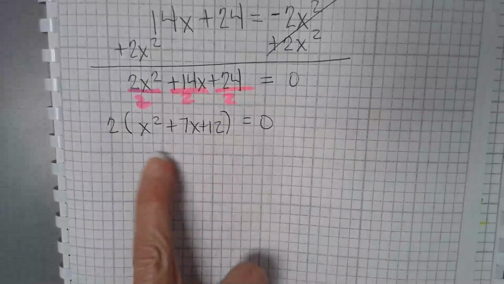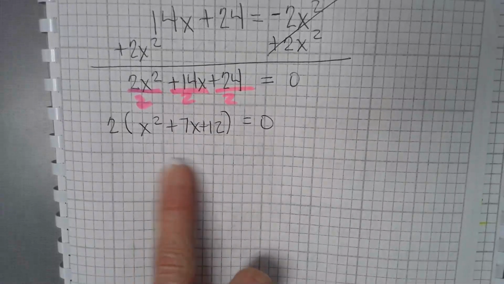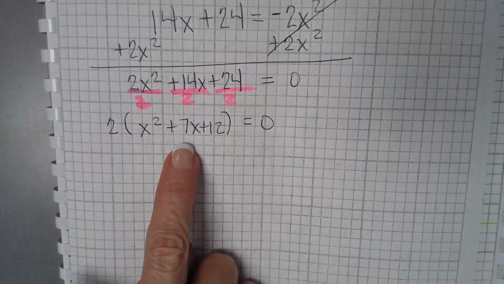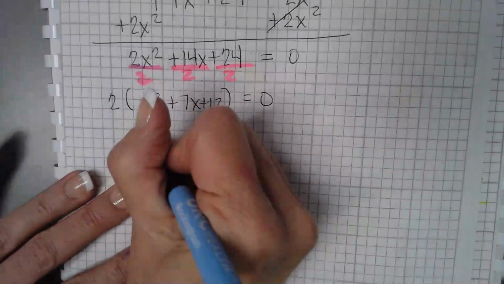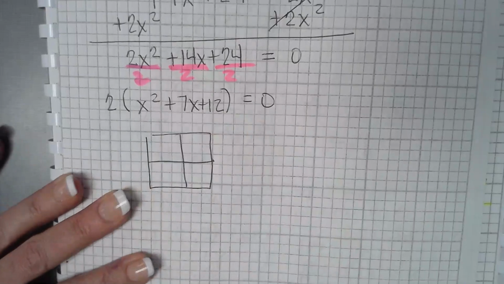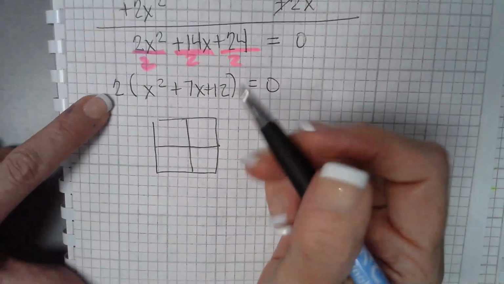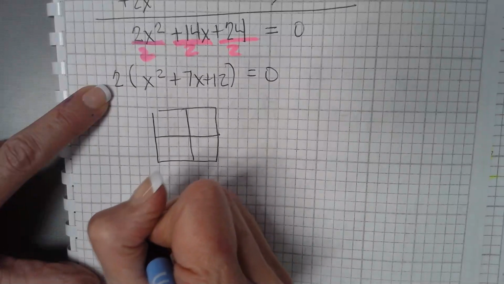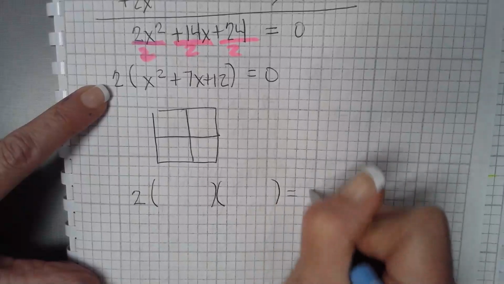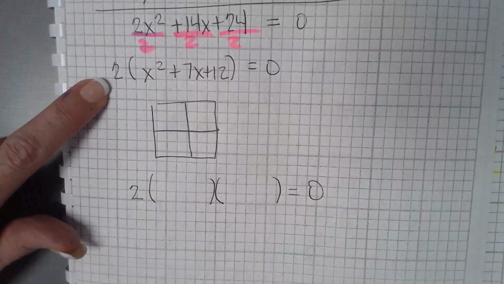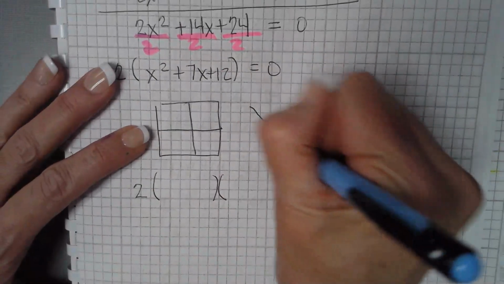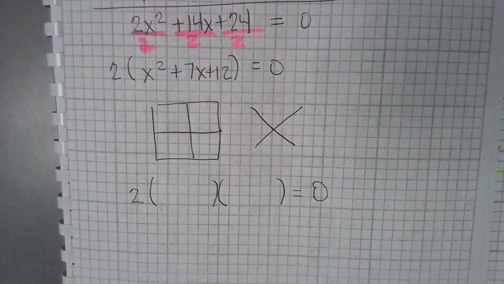So, now we got a trinomial in the parentheses. So I'm going to factor it. Remember, 2 is part of your answer. I have already brought it down. Okay, so I'm going to pause a minute. We'll let you guys mess around with this.